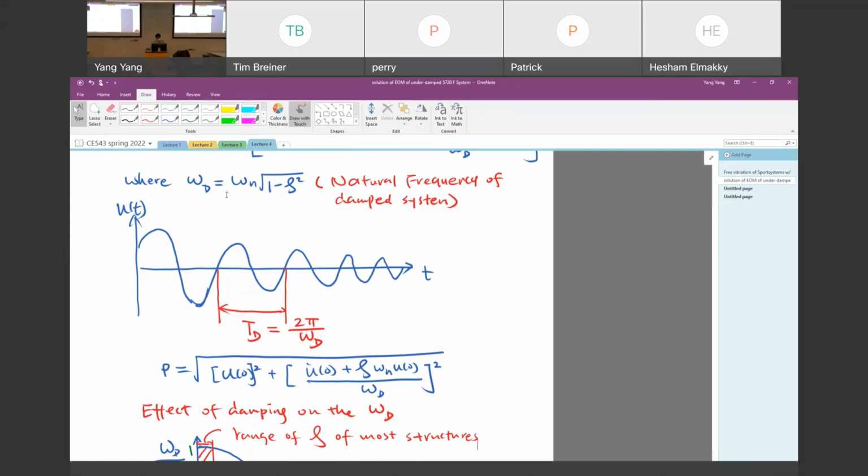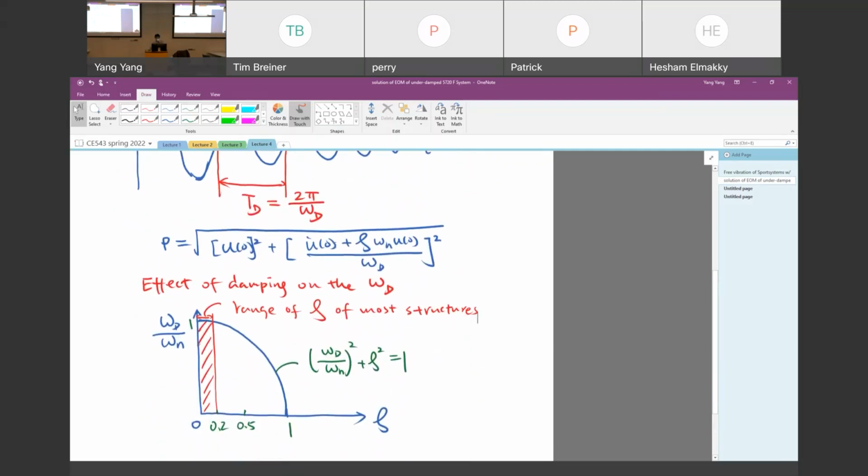That is very important. For an underdamped system, the natural frequency of the damped structure is always smaller than that of the undamped structure.